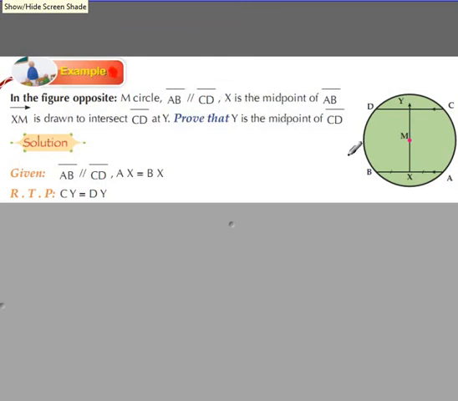Example. In the opposite figure, M is circle, line segment AB is parallel to line segment CD, X is midpoint of segment AB, and ray XM, or XY, is drawn to intersect segment CD at Y. Prove that Y is midpoint of CD.